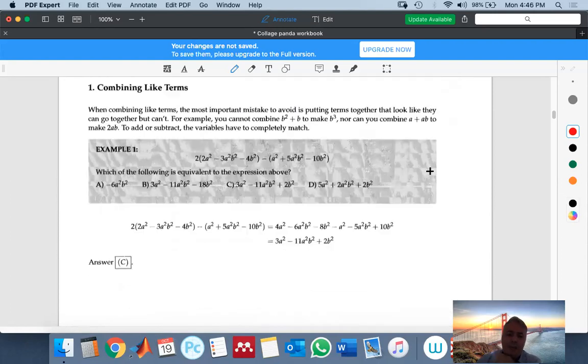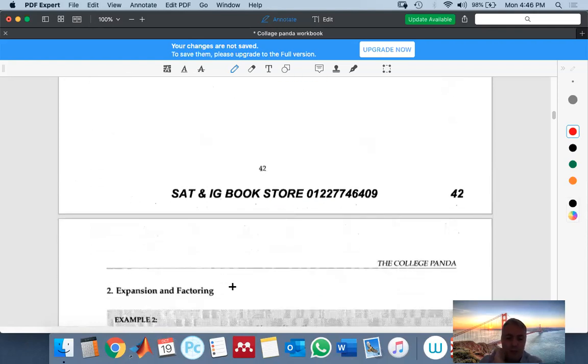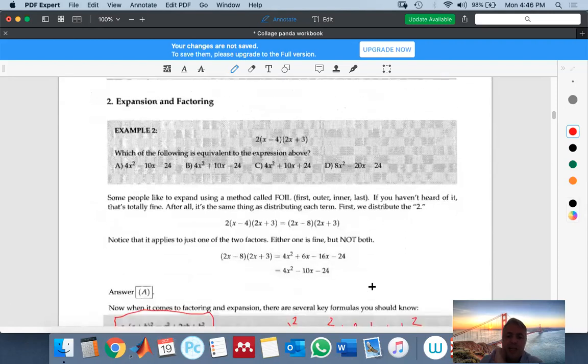So when I come here, the first thing: which of the following is equivalent to this expression? Just open it. So it's simple, we are just multiplying, okay? And then simplify, and we get the result. This is simple, let me pass, I don't wanna spend time.